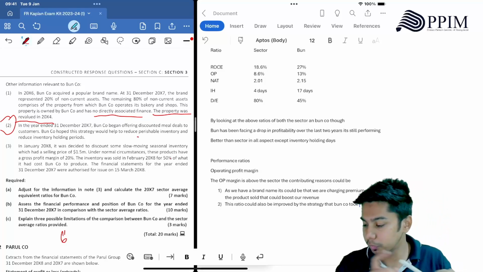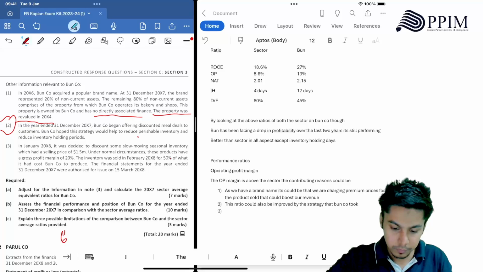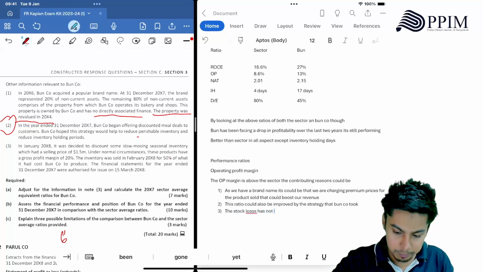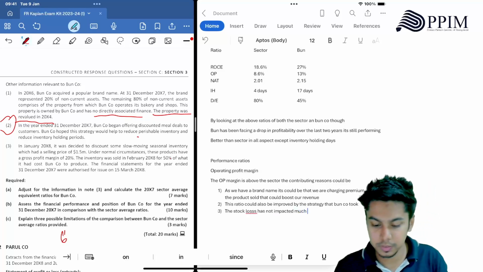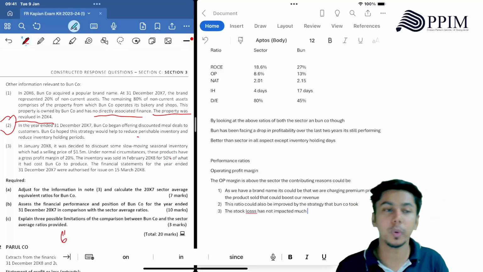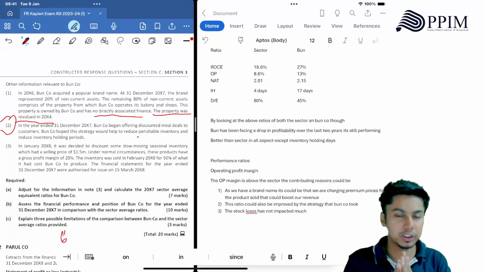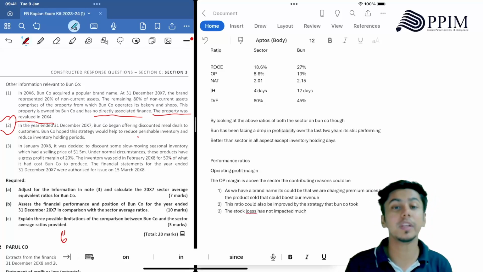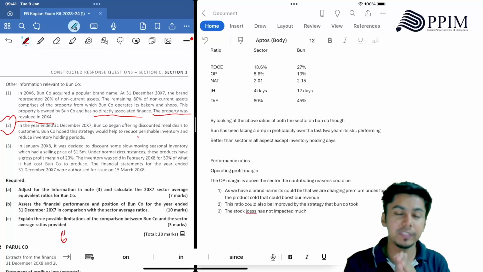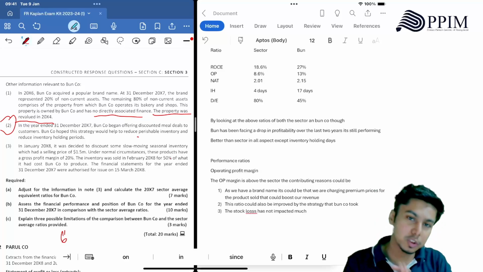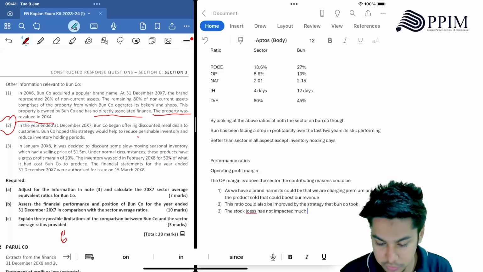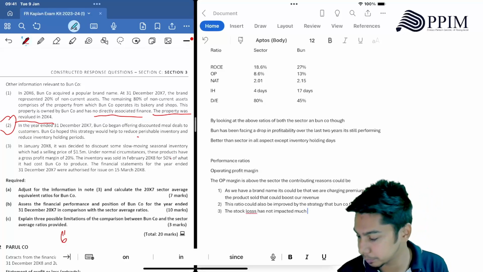Then guys, let's move to the next part. The stock loss has not impacted much. Why do I say that, guys? Can you remember that in this question there was stock loss? What did we do? We added this to cost of sale. But even with that stock loss, we are still doing much better than the sector. So that's what I wanted to mention. The stock loss has not impacted much.